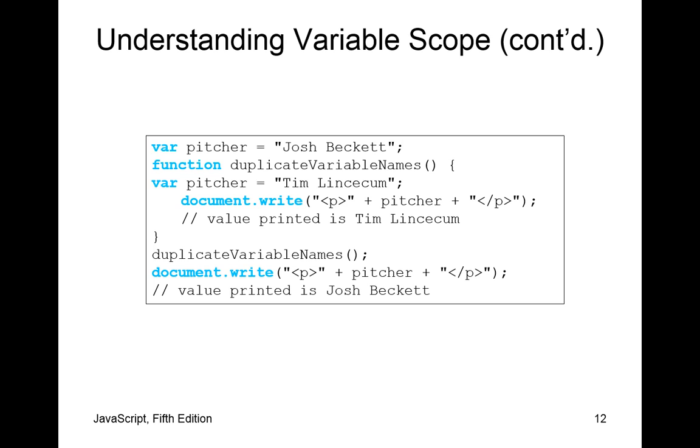You know why? When I call this, it's going to print out this function. So my value is going to print out Tim Lincecum right here. But then I come down here and I created a document write statement where it shows my global variable that I set equal to Josh Beckett, which will print Josh Beckett. You'll see the difference now?